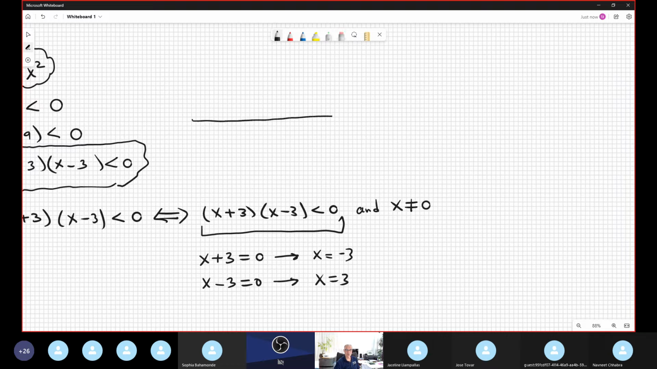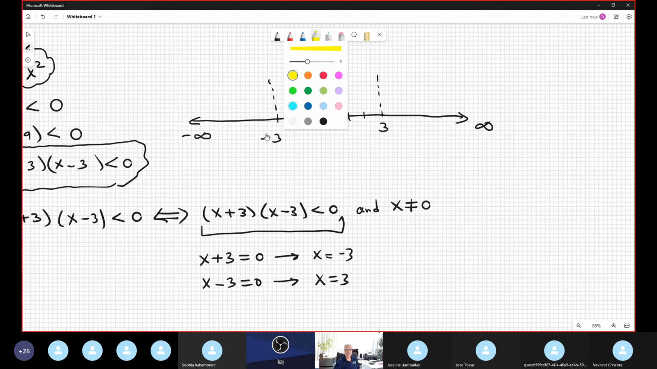This is my famous real number line. We have two critical values, negative 3 and positive 3. Why not include 0? Why not include 0? Include 0. So we have this interval, this interval, this interval, and that one.